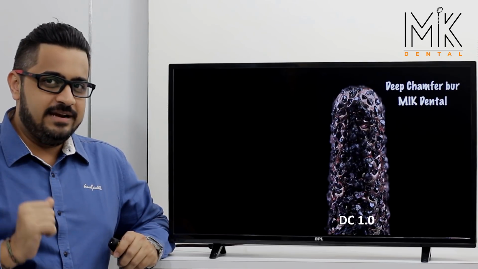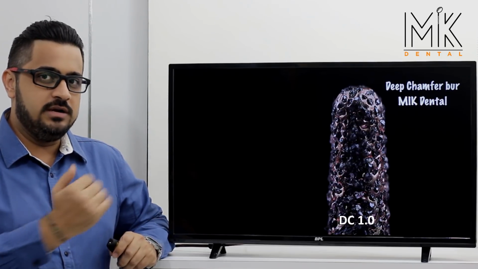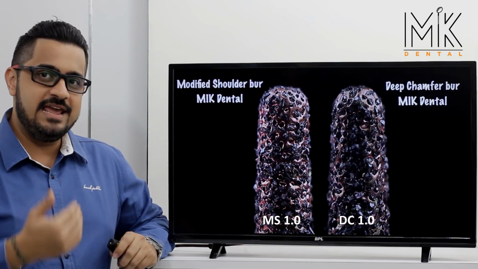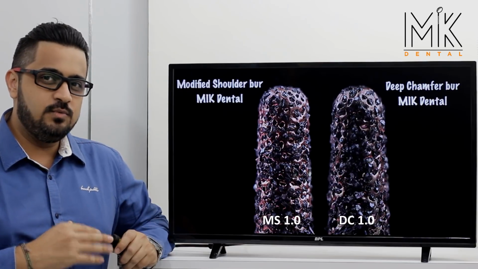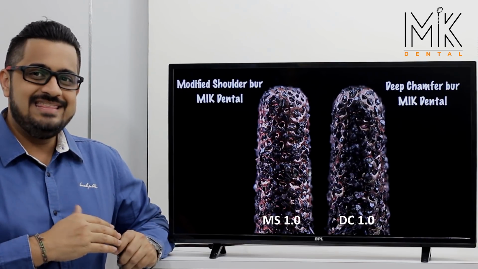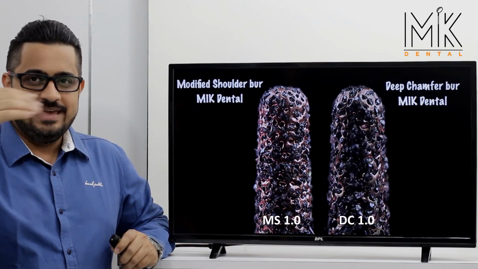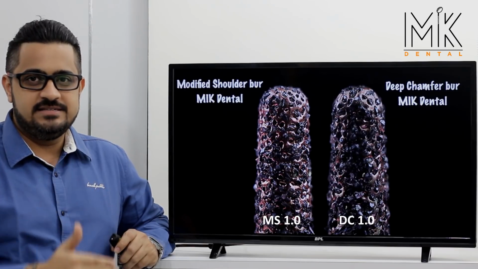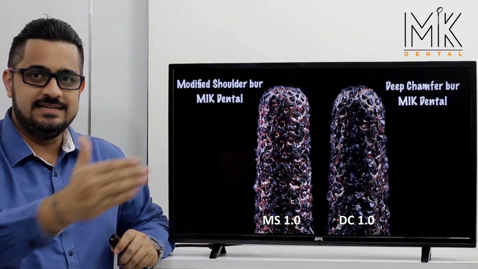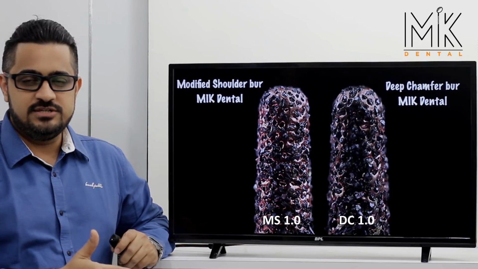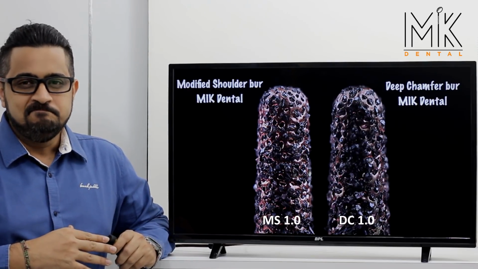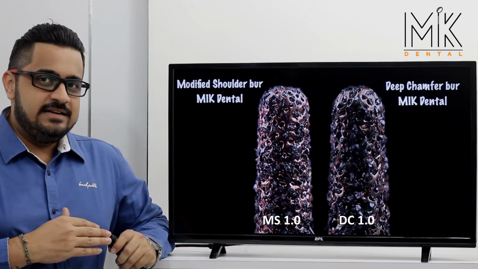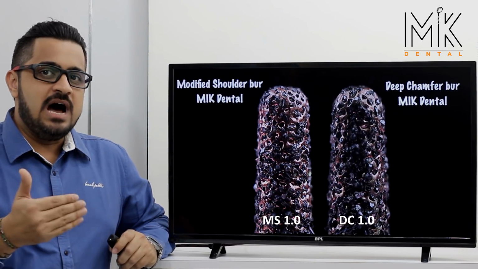Now, giving you a perspective of what a deep chamfer is on the left of the screen as against a modified shoulder towards the right of the screen. What you will appreciate if you look closely at the tip is that the MS is more flat, whilst the DC is more rounded. The MS is what we use on the buccal, mesial, distal of a PFM. DC, which is the deep chamfer, is what we use towards the lingual aspect. I earlier mentioned, friends, that the DC burr should only be used half depth.